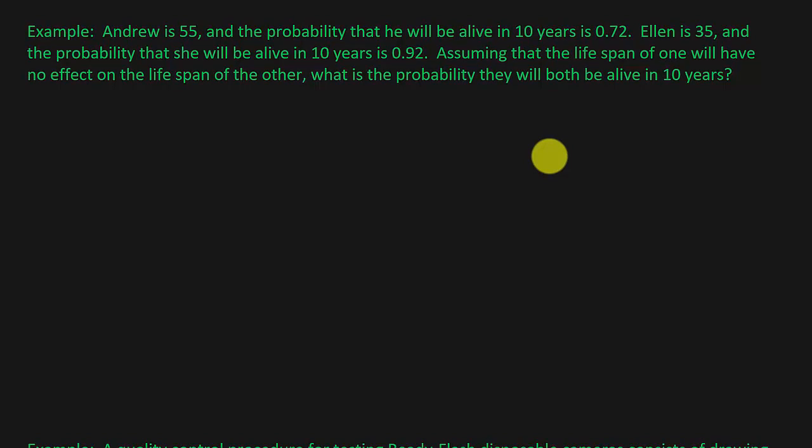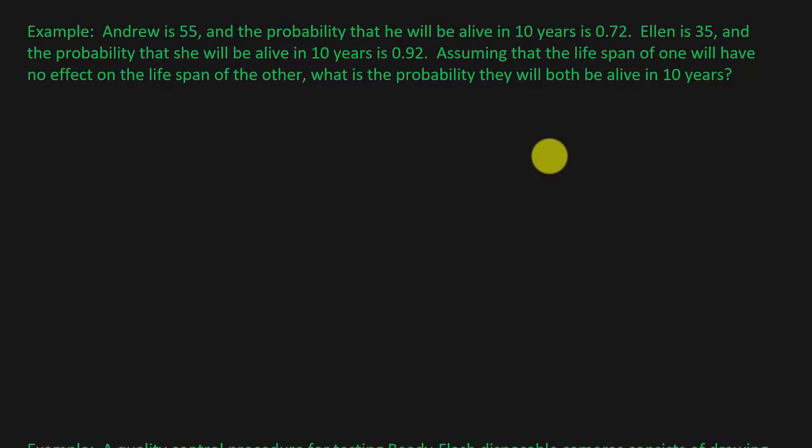All right, it says Andrew is 55, and the probability that he will be alive in 10 years is 0.72. Ellen is 35, and the probability that she will be alive in 10 years is 0.92. Now, that makes sense. She's younger. Assuming that the lifespan of one will have no effect on the lifespan of the other, so they probably don't know each other, what is the probability they will both be alive in 10 years?